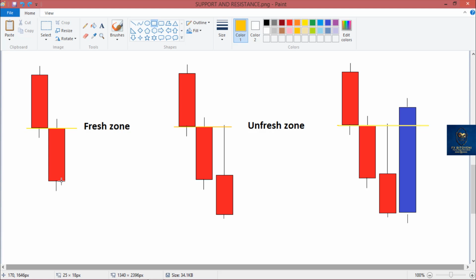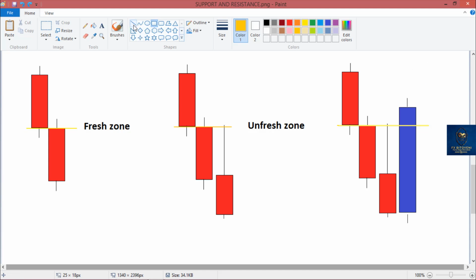Buy support level is the same concept. So, fresh zone, because this is a sell zone that was not tested. Then here we have a sell resistance level that was tested by this candle, then it becomes unfresh. Later a new candle forms and breaks the zone. This means it was unfresh for sell, but because it is broken, it becomes fresh for buy.